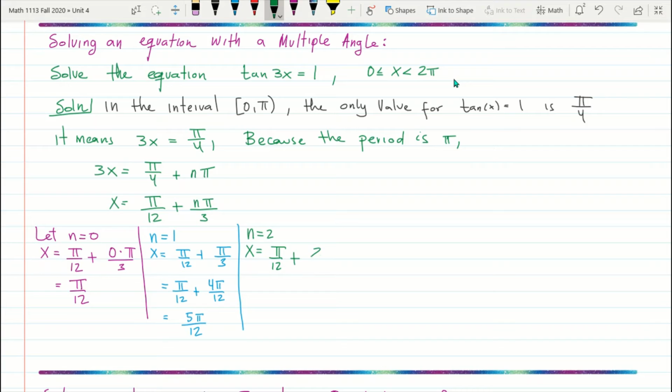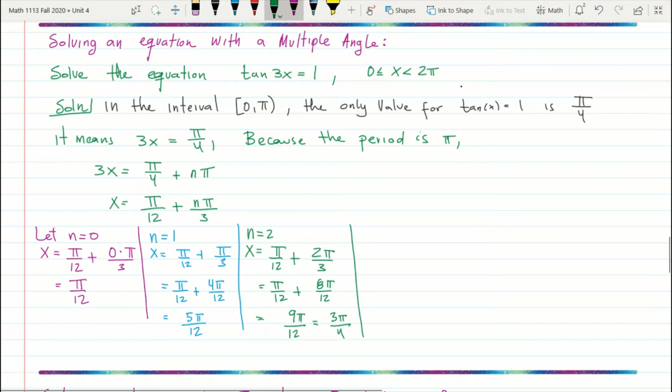This is going to be 2 pi over 3, pi over 12 plus 8 pi over 12, right? Because if I multiply both top and bottom by 4, then this becomes 9 pi over 12, and this is the same thing as if I divide both top and bottom by 3, so 3 pi over 4.